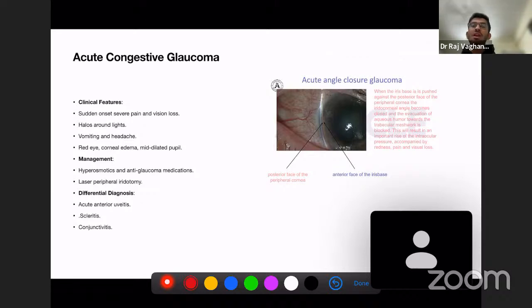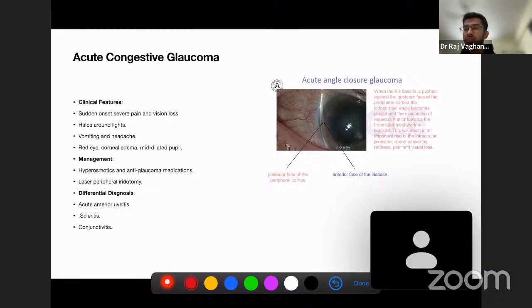Acute congestive glaucoma means you have congestion in your eyeball. So we will see what are the clinical features of acute congestive glaucoma. You can have sudden onset severe pain and vision loss, halos around the lights, vomiting and headache, red eye, corneal edema, and mild dilated pupil.